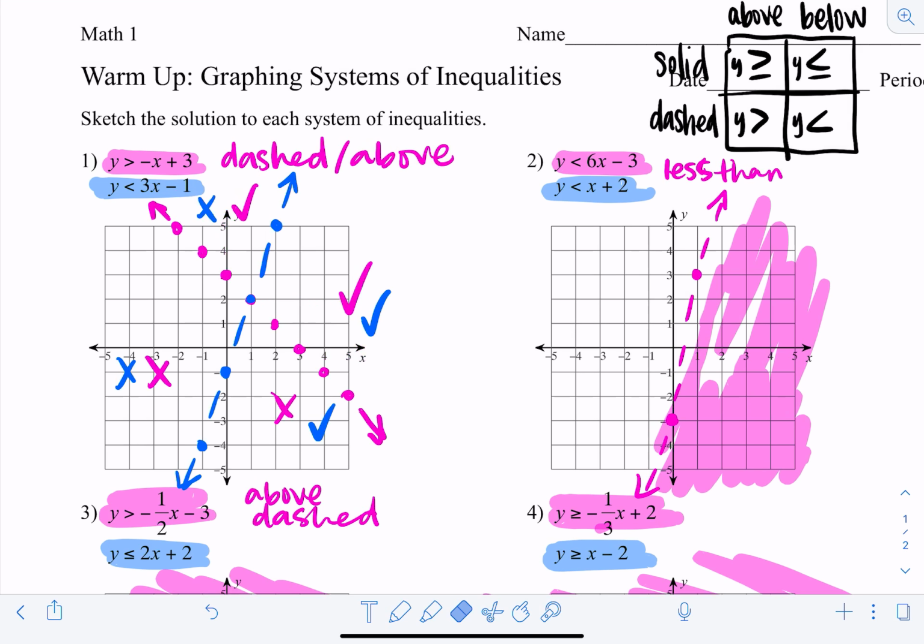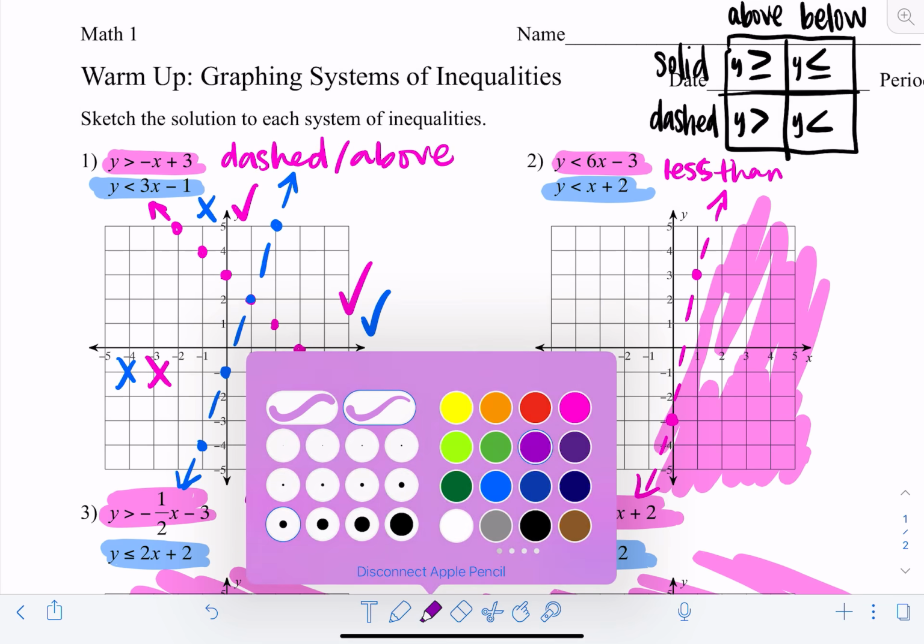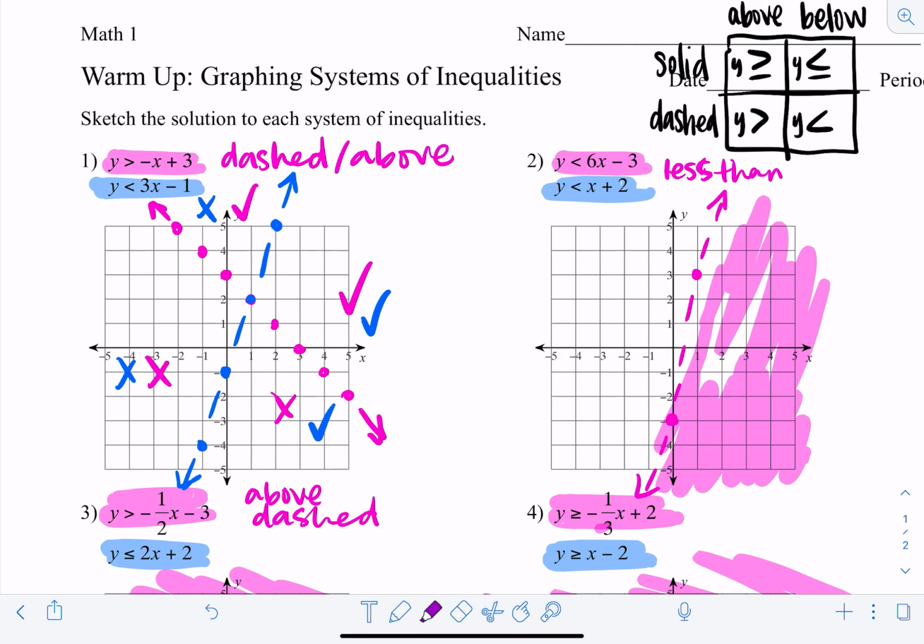If we look at that this way, what's the only section that makes them both true? I'm just going to pick another color, but this is the only spot that makes both of them true. There we go. So the actual answer is this purple zone.